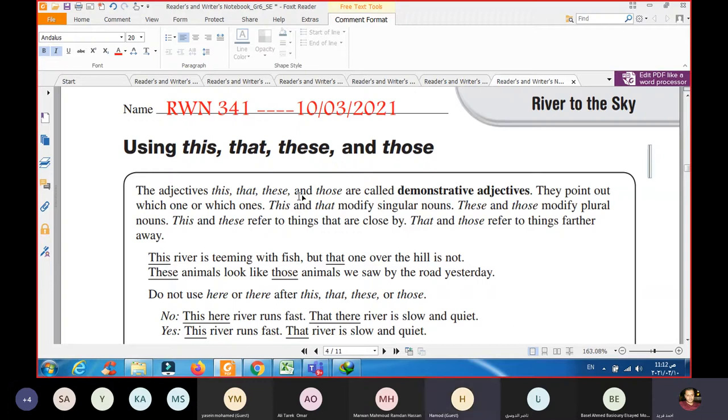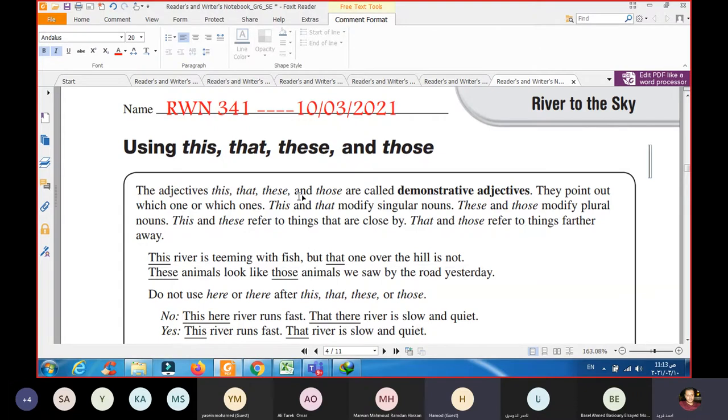Hamoud? Yes, mister. Can you explain this and that by your own style? I think you can do it. Yeah, I can. The adjectives this, that, these, and those are called demonstrative adjectives. They point out which one or which ones. This and that modify singular nouns. No, don't read. I need you to just explain it by your own style. Oh. Yeah, just tell me and give me some examples to show us. Examples on the screen or from my mind?